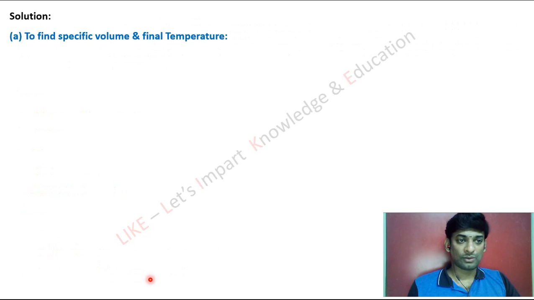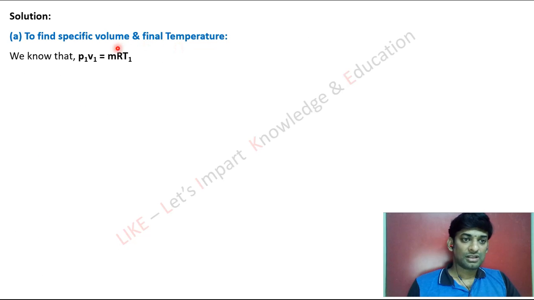Now we will calculate one by one. First we will calculate specific volume and final temperature. We know P1 V1 is equal to mRT1. Instead of capital V1, I am using small v1 because in this problem only specific volume is asked. Specific volume is nothing but meter cube per kilogram. Per kilogram is nothing but specific volume. So since we are considering this as specific volume, mass should be assumed as 1 so that you will get meter cube per kilogram. So specific volume means mass should be assumed as 1 kg.